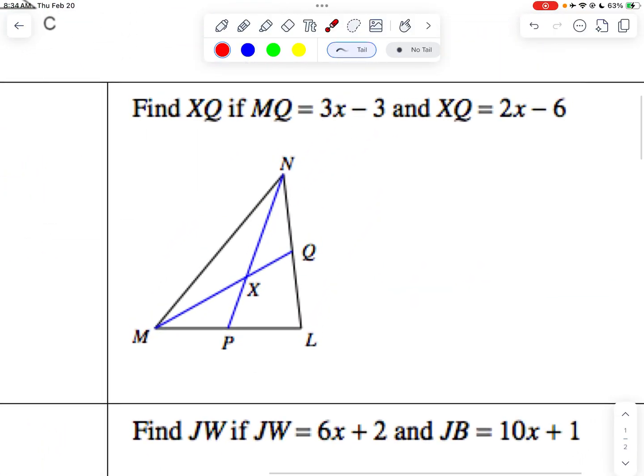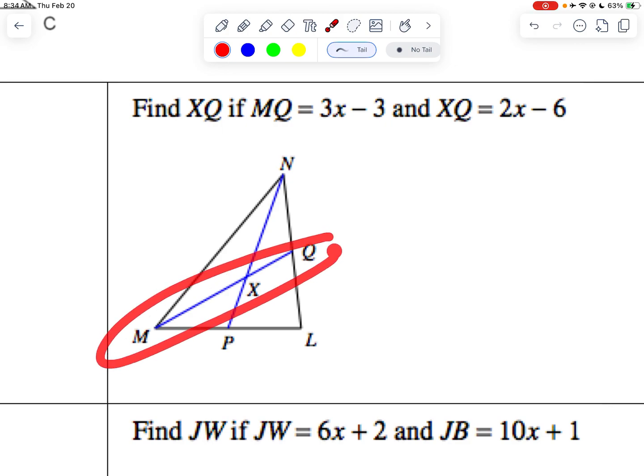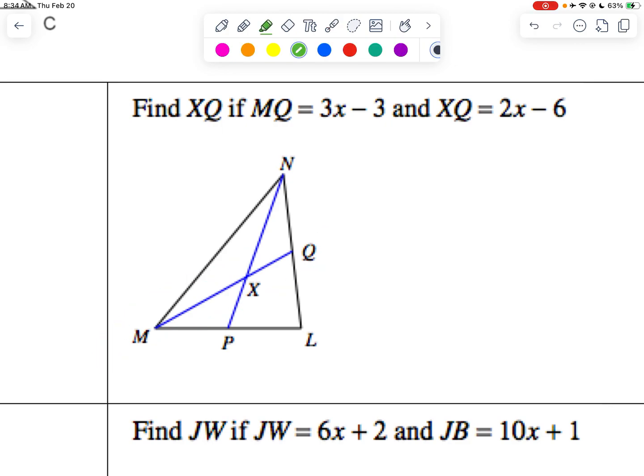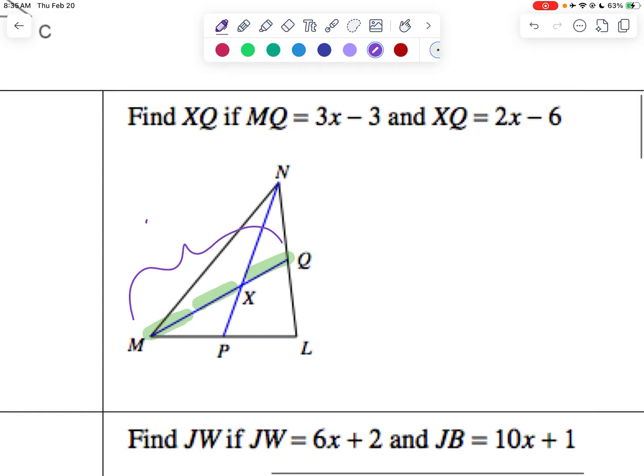So let's take a look over here. Hey, it's talking about X, Q, and M. So on this part, I'm going to go ahead and draw in my 3 pieces. So I've got 1, 2, 3. Remember that the one that looks longer is going to be your 2 and the shorter one will be your 1. Okay, now M to Q, that's the whole thing, is 3x minus 3. Okay, X to Q right here, this piece, is going to be 2x minus 6.